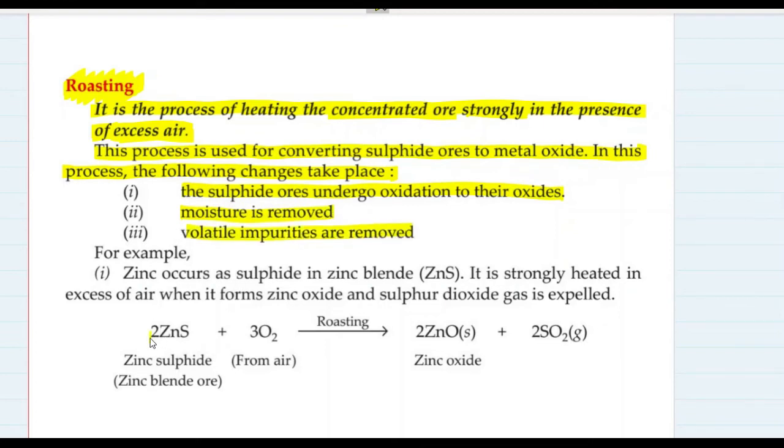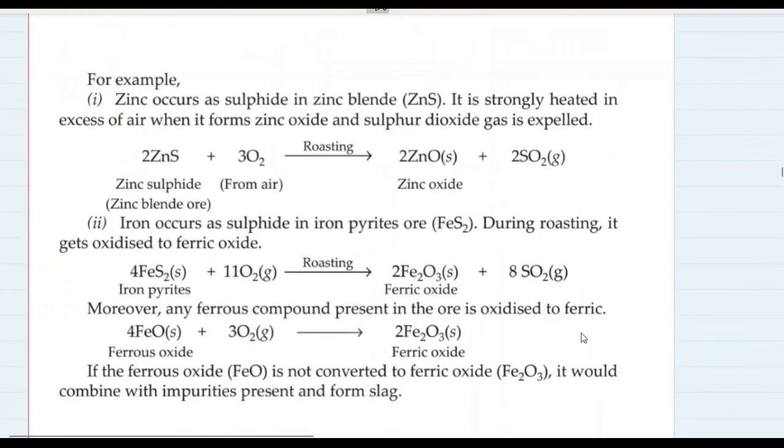For example, zinc blende, zinc sulfide. Earlier it was zinc carbonate, this is sulfide. Zinc sulfide, zinc blende ore is roasted, that is, in the presence of air it is strongly heated and gets converted into zinc oxide, and sulfur dioxide is evolved. In calcination, which gas was evolved? Carbon dioxide. That is the difference.